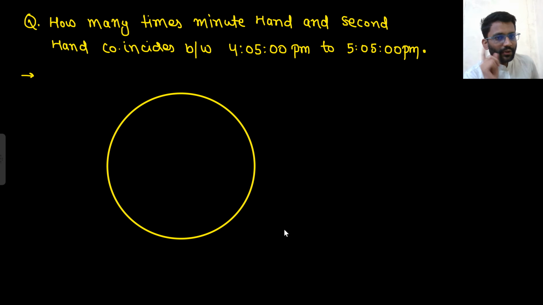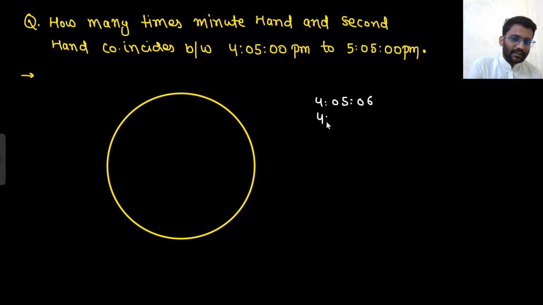I hope you have solved it on your own. The answer is 59 times, not 60. 59 times. Why so? From 4:05 we will start. So we know that at nearly 4:55 or 4:56, the hands collide, and then it would go on.